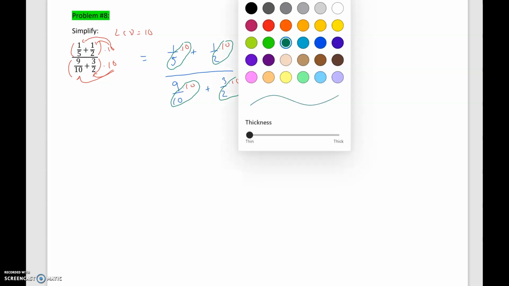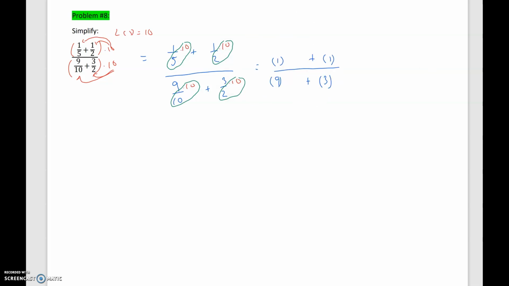Now let me write in green the reduction. So 10 divided by 5 is equal to 2. So technically times 2. 10 divided by 2 is equal to 5. So times 5. And then 10 divided by 10 is equal to 1. 10 divided by 2 is equal to 5. So times 5. So I'm rewriting in green the reduction of the fractions. So at this point, you're just left with an actual fraction with top and bottom that needs to be simplified. So all your fractions cancel out.